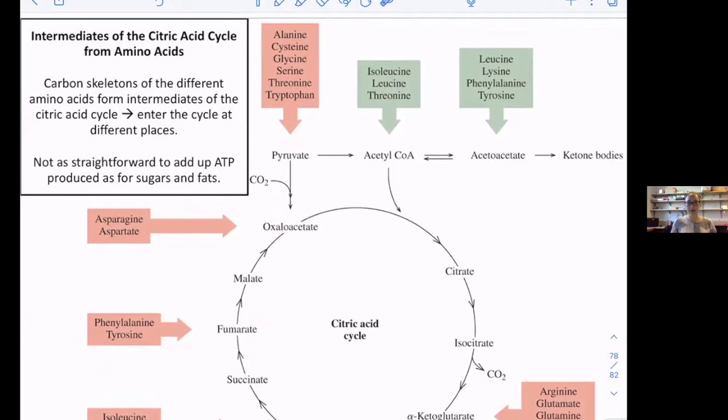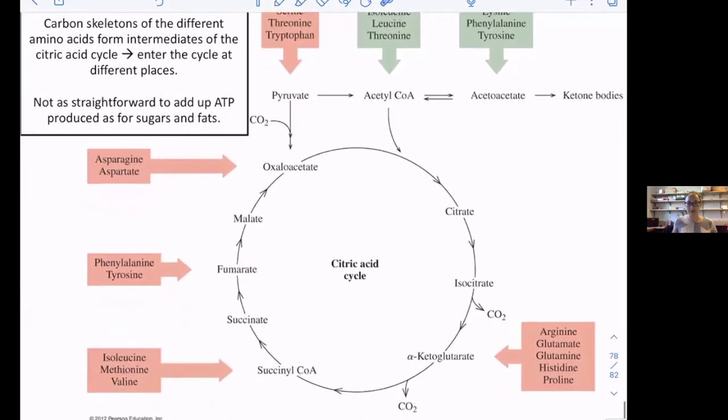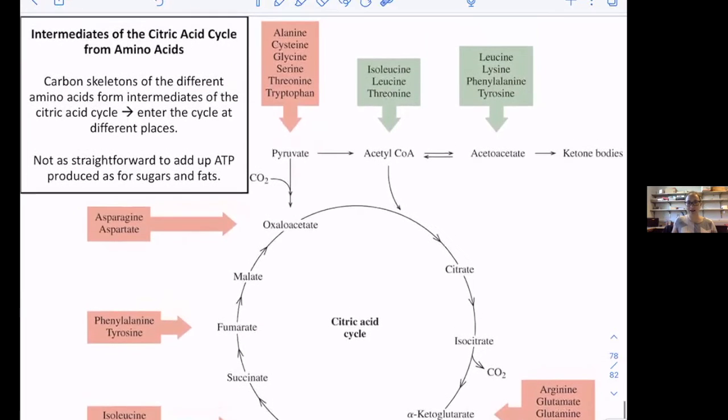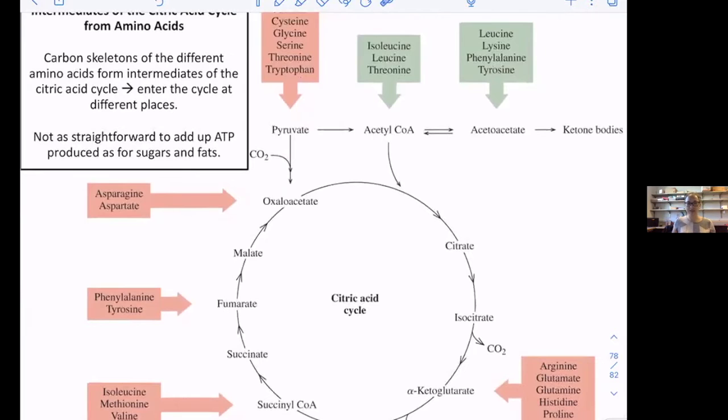So it's not as straightforward to add up the ATP. So we're not going to worry about how much ATP is produced in each of these, because then we'd have to go back and look at every single step after it gets added in. And it gets real tedious real fast. So use this kind of chart to see what it forms, which is more of the questions that we're going to be asking.